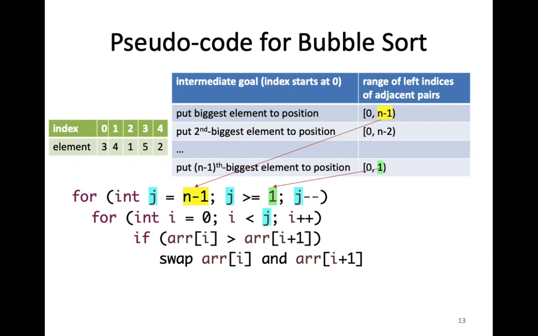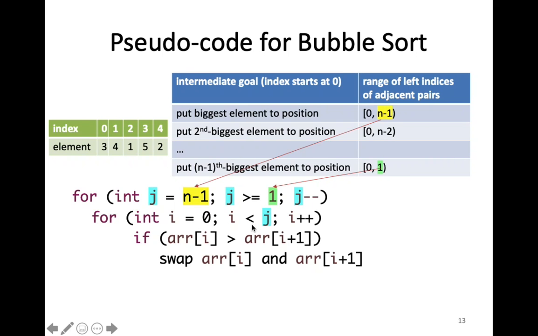Now let us explain the code. Variable j represents the immediate unreachable upper bound of left indices of adjacent pairs. It starts from n-1, decreases 1 in each round of the outer loop, until j moves down to 1. In the inner loop, we swap out of order adjacent pairs whose left indices range from 0 to j, where 0 is included and j is not included.